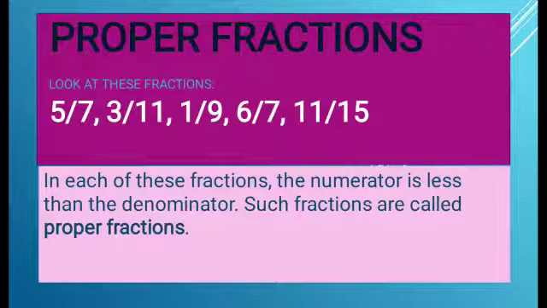Proper fractions. Look at these fractions. 5 upon 7, 3 upon 11, 1 upon 9, 6 upon 7, 11 upon 15. In each of these fractions, the numerator is less than the denominator. Such fractions are called proper fractions.